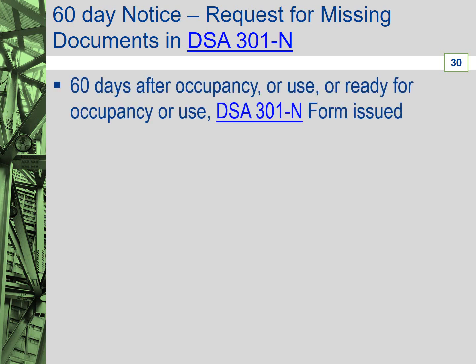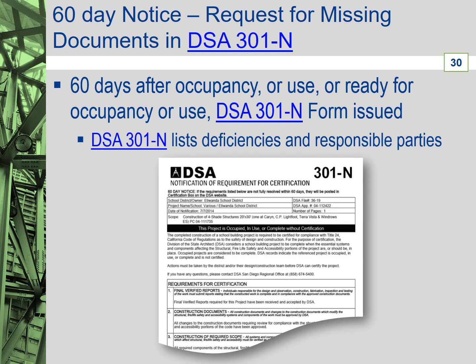60 days after occupancy or use, or ready for occupancy or use, DSA will advise the team of this status and issue a Form DSA 301-N, Notification of Requirement for Certification, to the school district. This form identifies all currently missing documents, including the responsible parties formally requesting resolution of this issue by submitting the documents to DSA within 60 days.